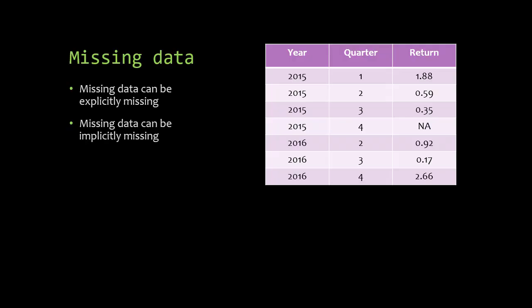Look at the first quarter of 2016. It's implicitly missing. There is no NA, there is no first quarter listed. So because the return was not available for the first quarter, whoever set up this data did not put it in. Therefore, we're missing the year, the quarter, and the return for the first quarter of 2016.